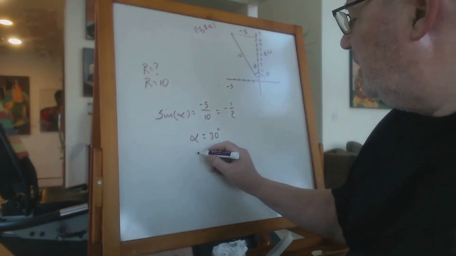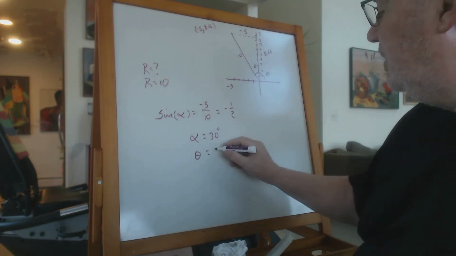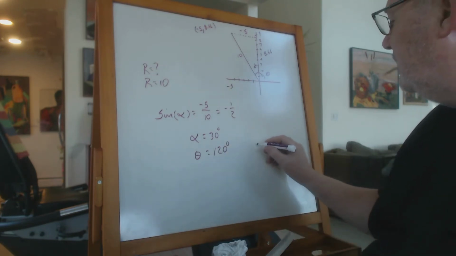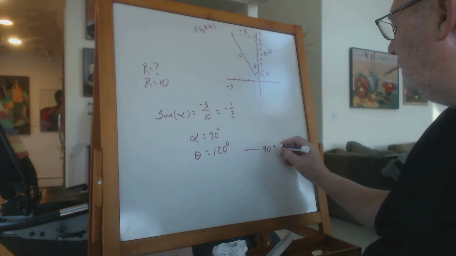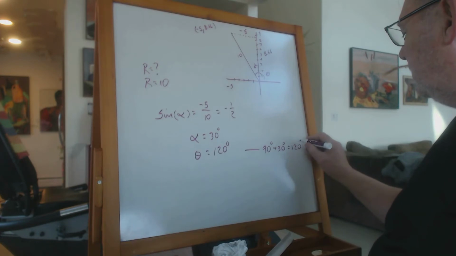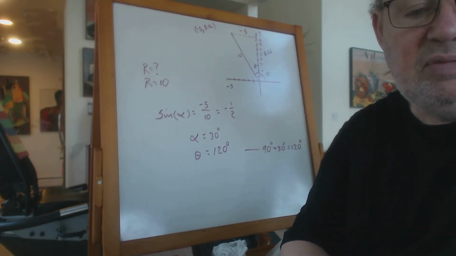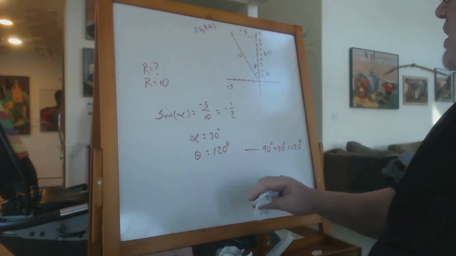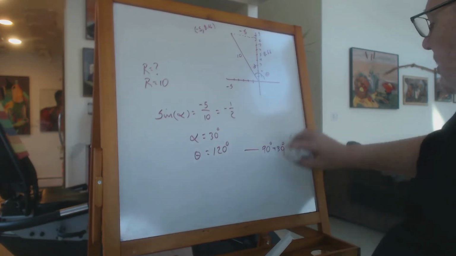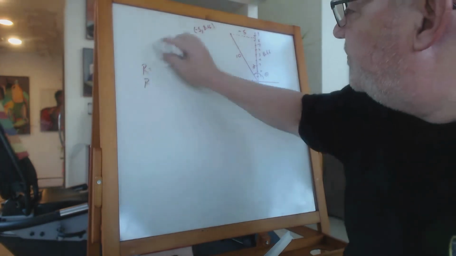And therefore theta is equal to 120, because you have 90 degrees plus 30, 120. And let's see what we got. That's the answer. So we solved that problem.